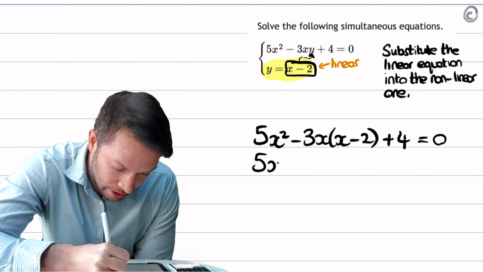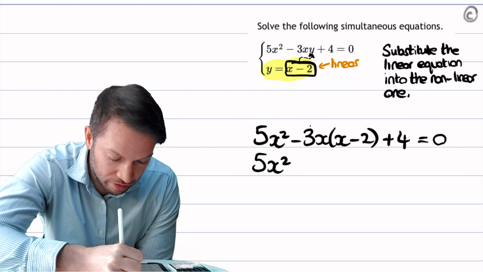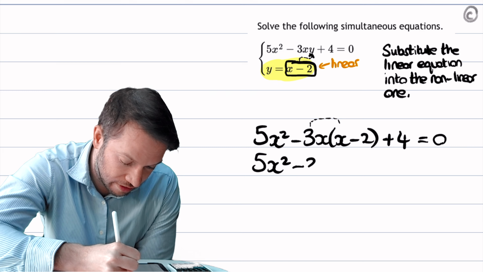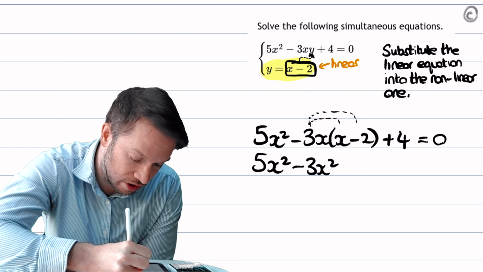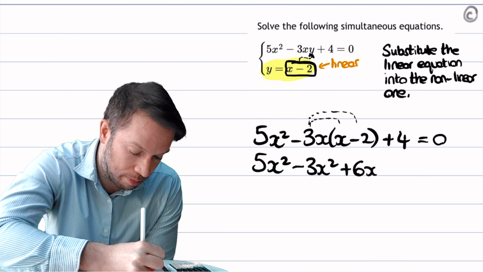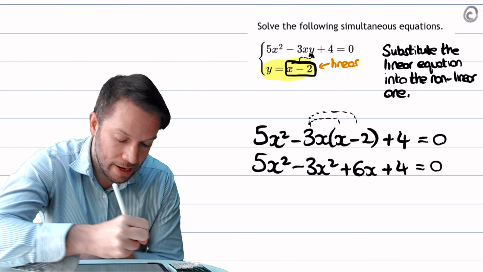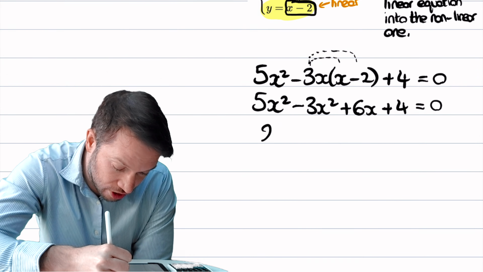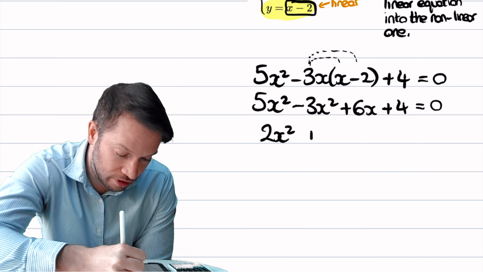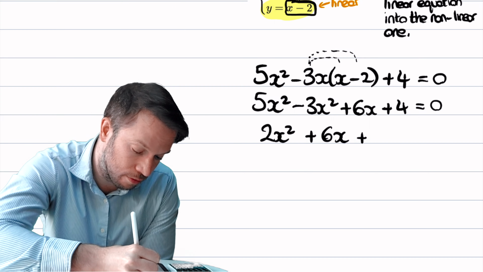So 5x squared, we do minus 3x times x, which is minus 3x squared. And we do minus 3x times minus 2, which is plus 6x. We've got that plus 4 there. And let's just simplify a bit. 5 lots of x squared minus 3 lots of x squared is 2 lots of x squared. And then we've also got that plus 6x term and the plus 4 term.